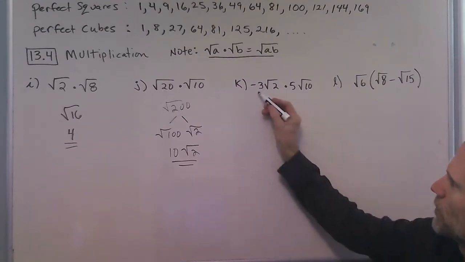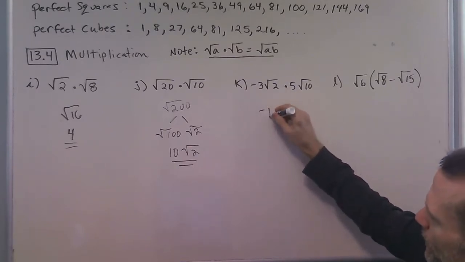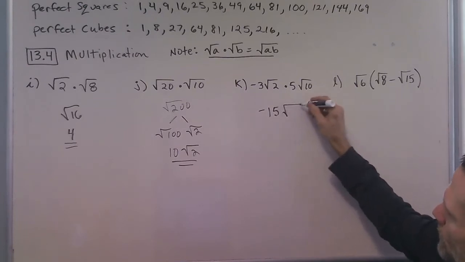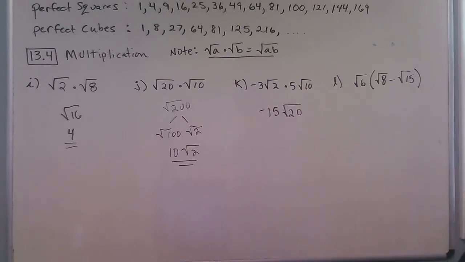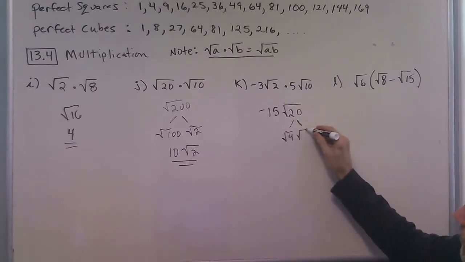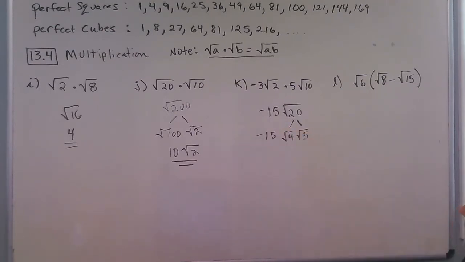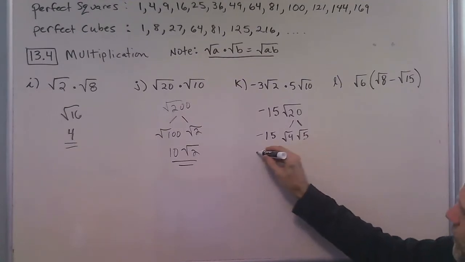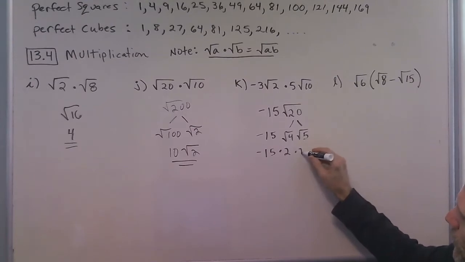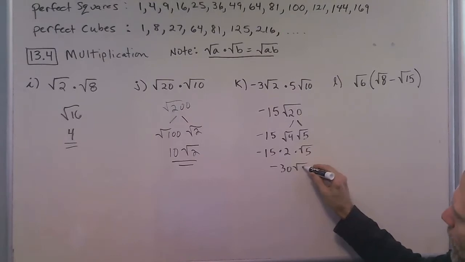Looking at this one, we want to multiply our numbers up front here, and we get negative 15. And then radical 2 times radical 10 is radical 20. And then we want to remember to simplify radical 20, which simplifies to radical 4, radical 5. And we still have our negative 15 up front. This is 2, so we have negative 15 times 2 times radical 5, which gives us negative 30 radical 5. Okay.